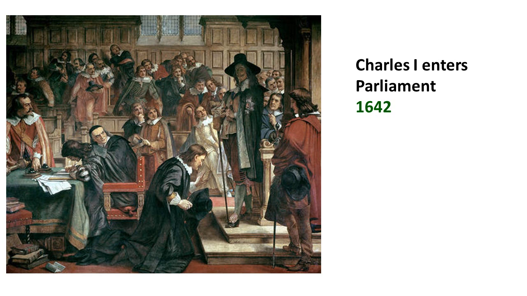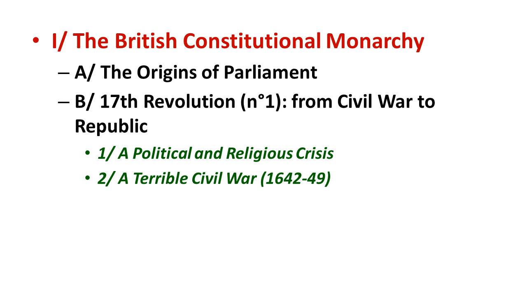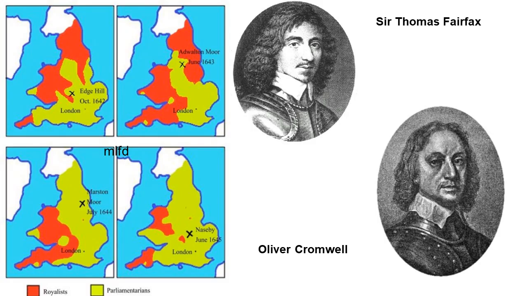He entered the House of Commons, because he wanted to arrest 5 leaders of what he believed to be the rebellion of parliamentary people. And so in 1642, a real civil war broke out. The civil war in Britain would last for 7 years. From 1642 to 1649, the country would be really divided into two: the Royalists against the Parliamentarians.